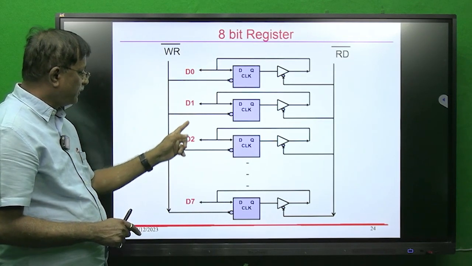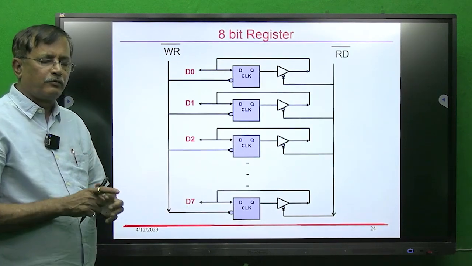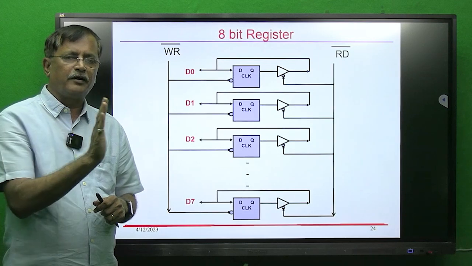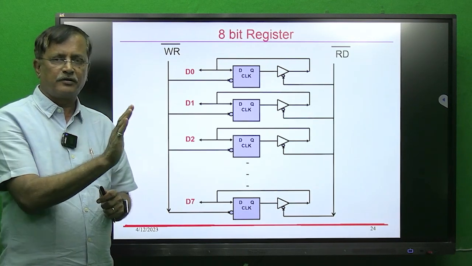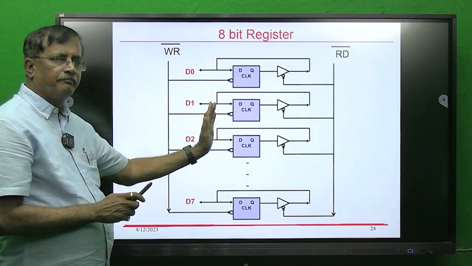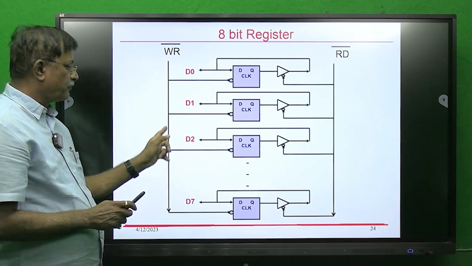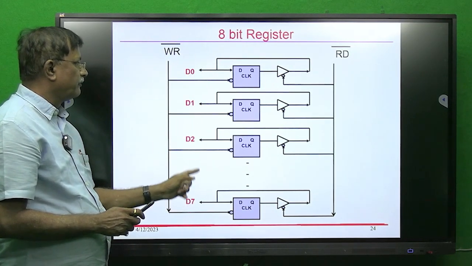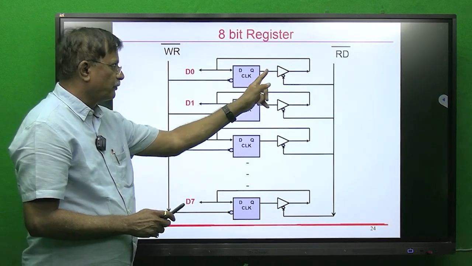So data pins will be D0 to D7. So through those 8 data pins, 8 bit data will come from the processor. It will go to memory. A write signal will come from the processor, so that whatever data is available at this point, that data will be stored here.